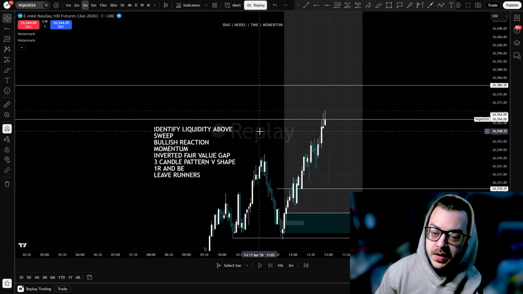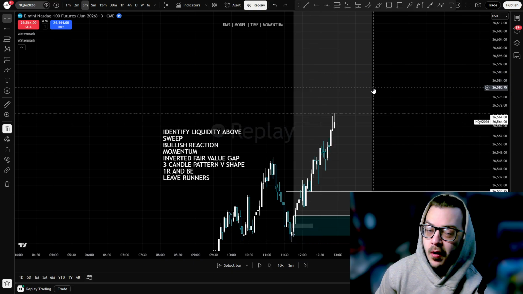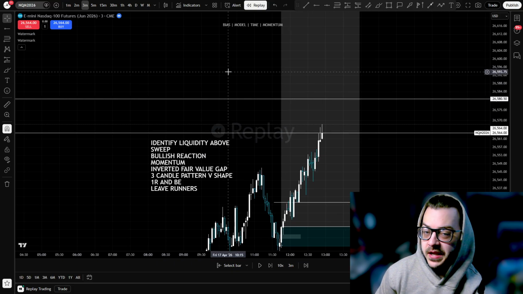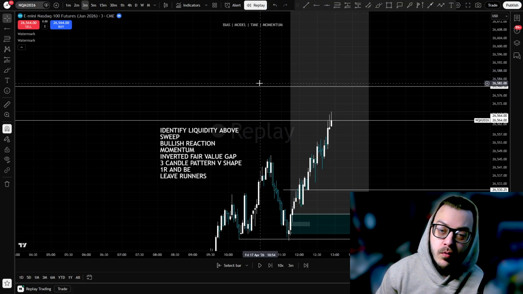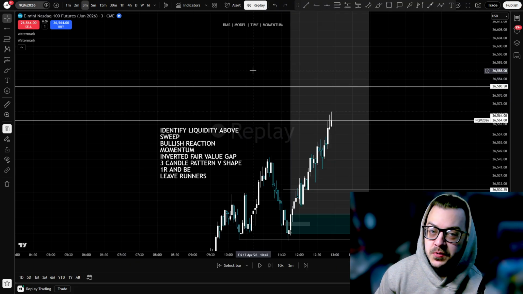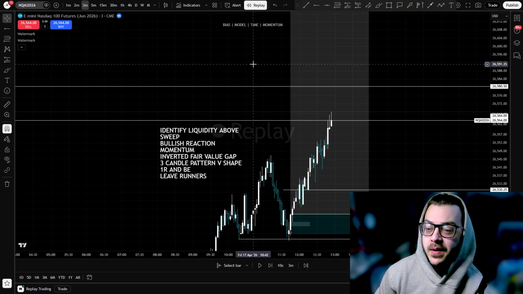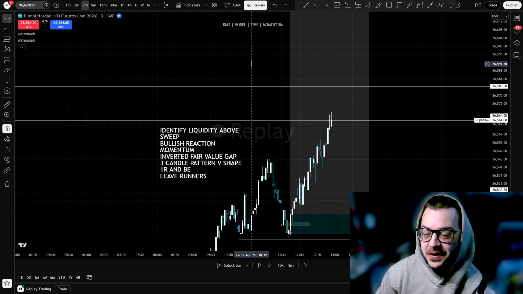This is why it's really important to identify your targets beforehand, because if you get into a situation where you're steamrolling towards them like this, like a freight train just ripping up towards them, then you can decide to hold more runners towards them to make more profit. I took this trade on my Lucid Flex accounts, which means there's no consistency rule on funded, so I can actually make like $1,000, $1,500 in a day and it not destroy my funded accounts.